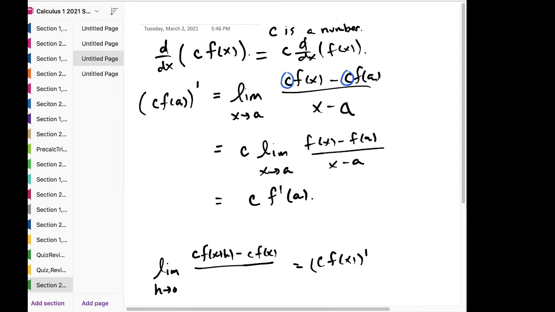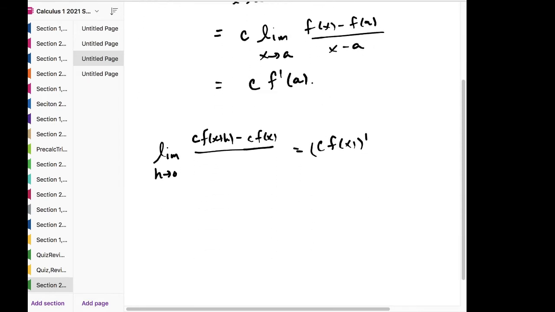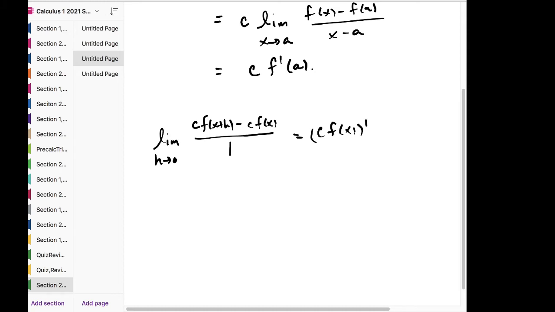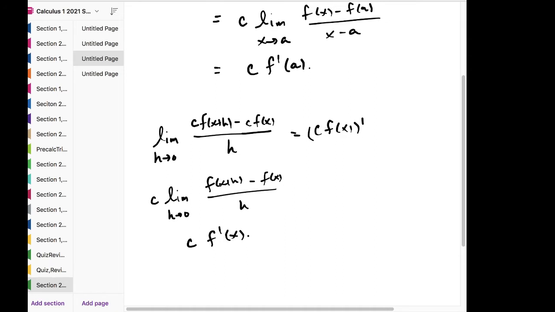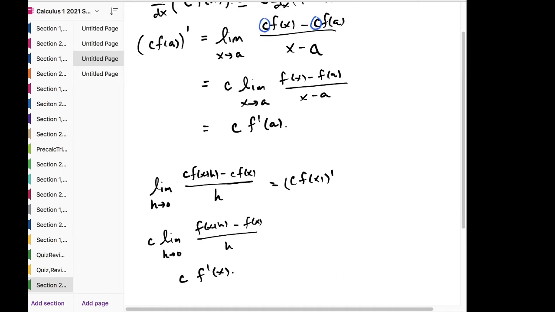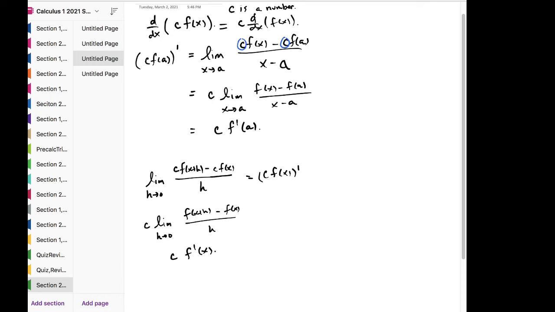So very simple derivative. Same idea with the difference quotient: you factor out the c, and then you have the definition of the derivative. So that's c f prime of x. Right, so this is using the limit definition to prove what we can call the constant rule. Well, we can prove it one other way.